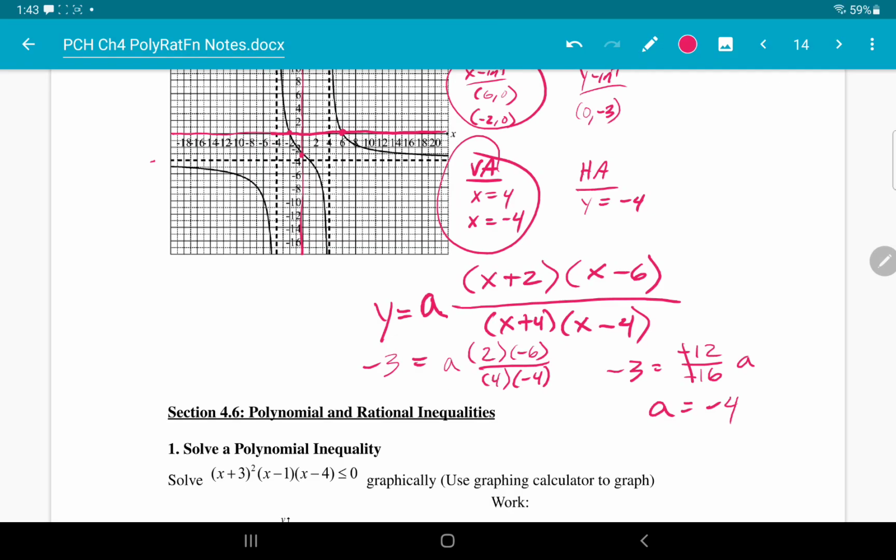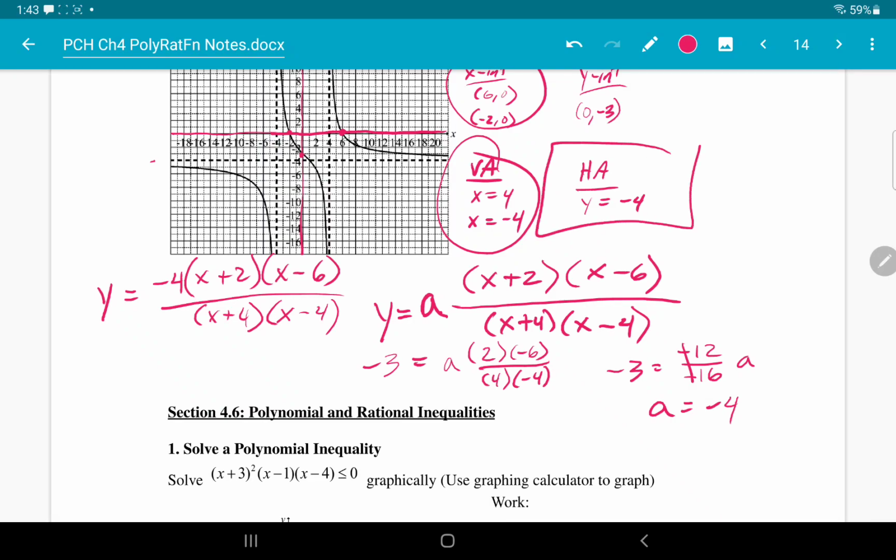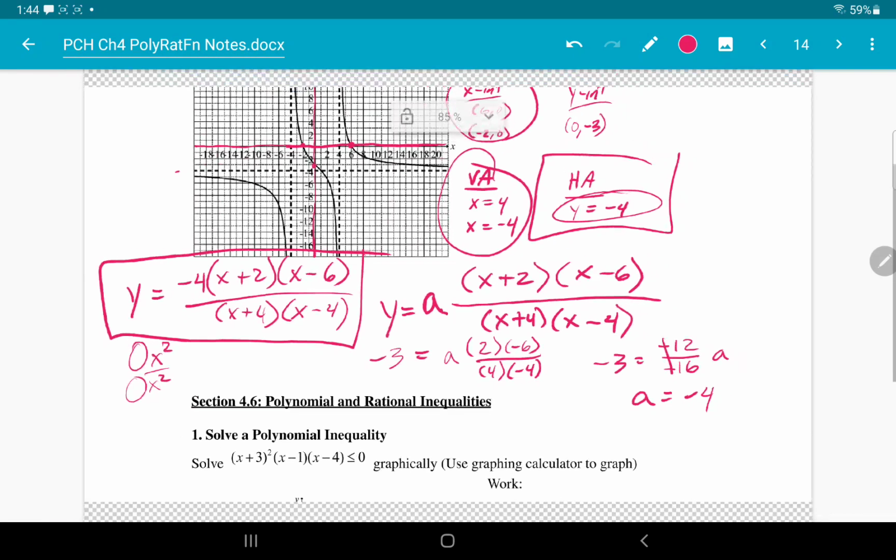Okay, so then we're going to write that into our equation. Now what we have is y equals -4 times (x plus 2) times (x minus 6) all over (x plus 4) times (x minus 4). If we verify that this works with the horizontal asymptote, you see that the factors multiply together and you're going to get x squared over x squared. What's important in getting that horizontal asymptote is the coefficients of your leading terms. And we can see that's why we had that -4 there. So it all works out. That's going to be our equation of our rational function.